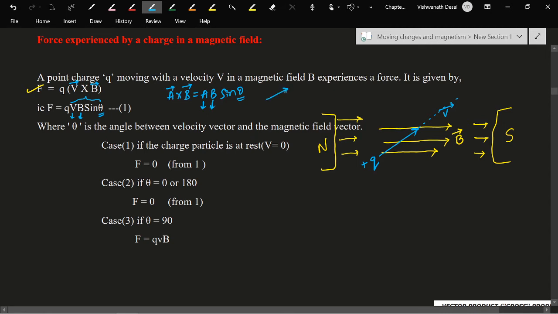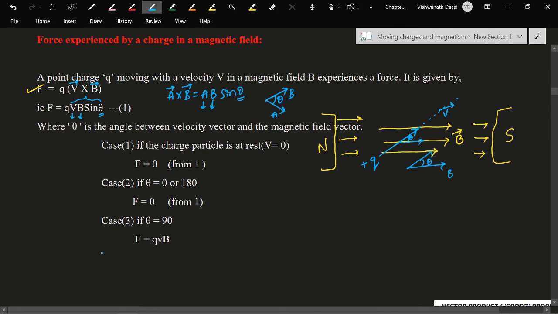If you have two vectors, vector A and vector B, the angle between them is represented by theta. Here, where is V in this diagram? The direction of V is here and the direction of the magnetic field is here. The angle between them is theta. So theta is the angle between the magnetic field and the velocity of the charged particle. Remember this formula. This is a 3-mark question they can ask.